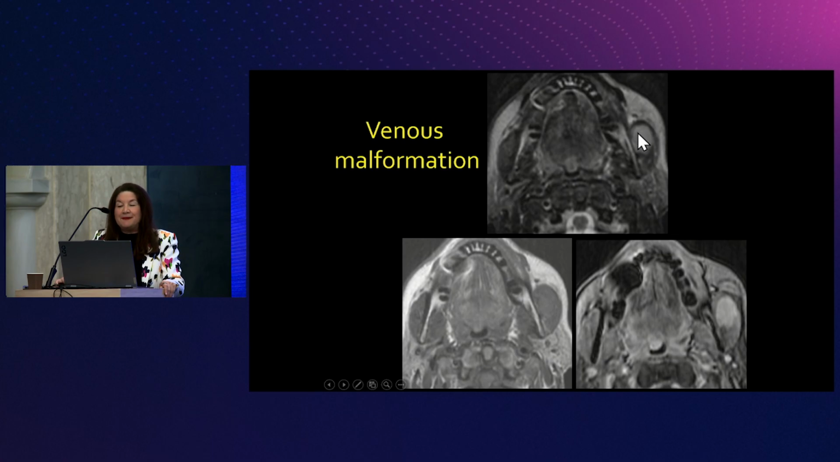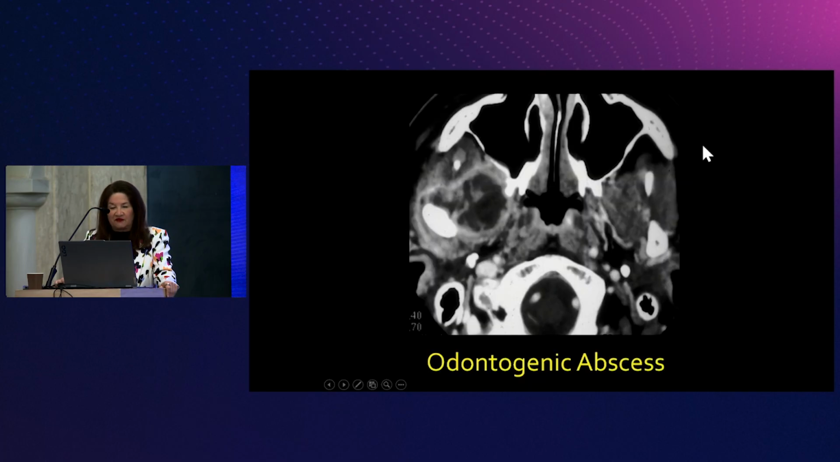This one's in the masseter muscle sitting lateral to the ramus of the mandible. You'll see it's circumscribed. It's T2 hyperintense. It's got solid enhancement. It's a pretty characteristic appearance for a mass that's occurring within the muscle. And this was aspirated and was a venous malformation.